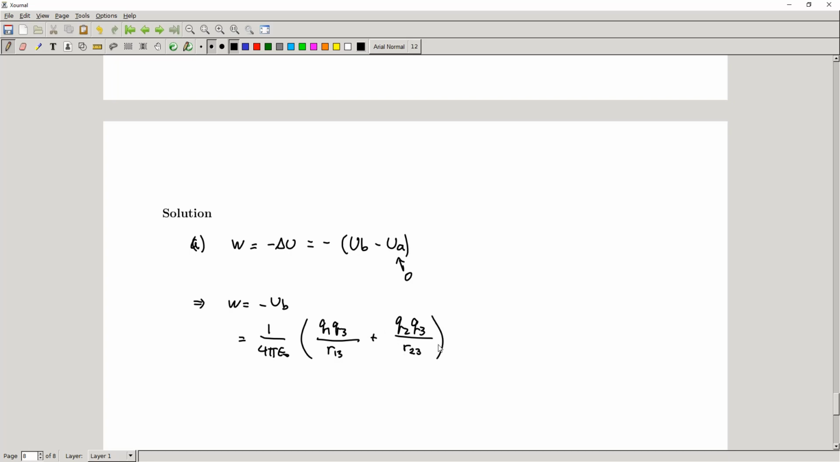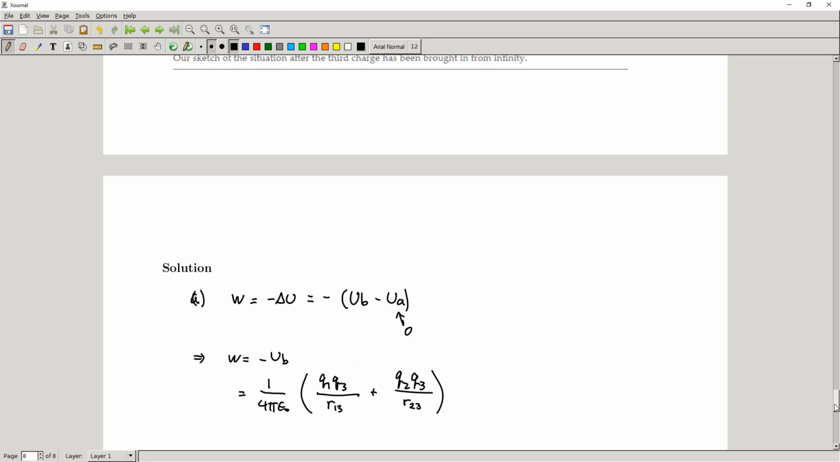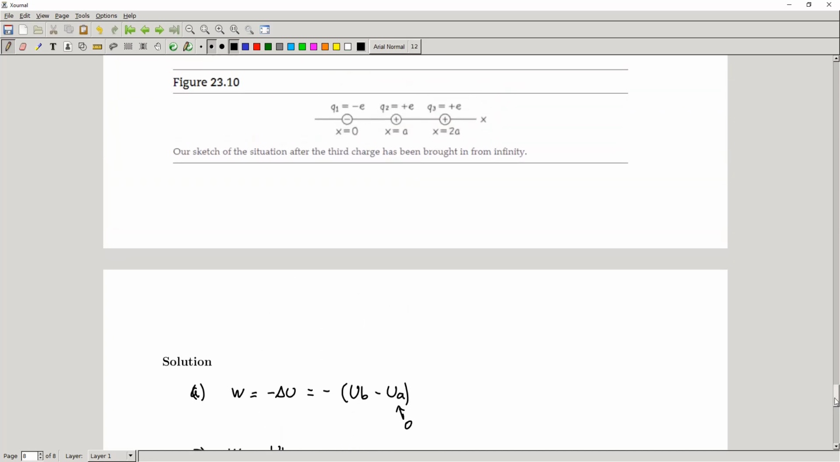And now we just need to substitute in what some of these values are. We can see from the diagram what some of these are going to be. We can see what these distances are, right? The distance between q1 and q3, well, that's going to be 2a. The distance between q2 and q3, well, that's just going to be a.